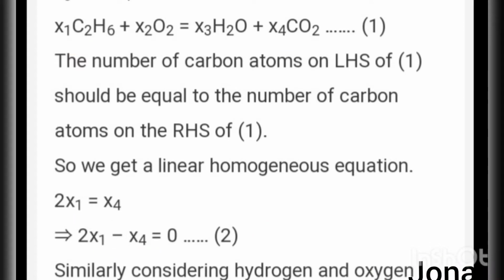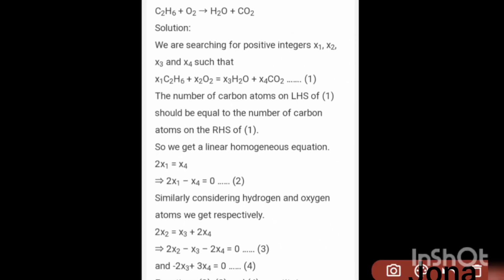And then we want to take the oxygen and hydrogen atoms. Here how many oxygens are there? 2x2 on the left, and on the right 1x3 and 2x4. So we have 2x2 equal to 1x3 plus 2x4. Take everything to the left hand side, so that we have the equation 2x2 minus x3 minus 2x4 equal to 0. So this is for oxygen.